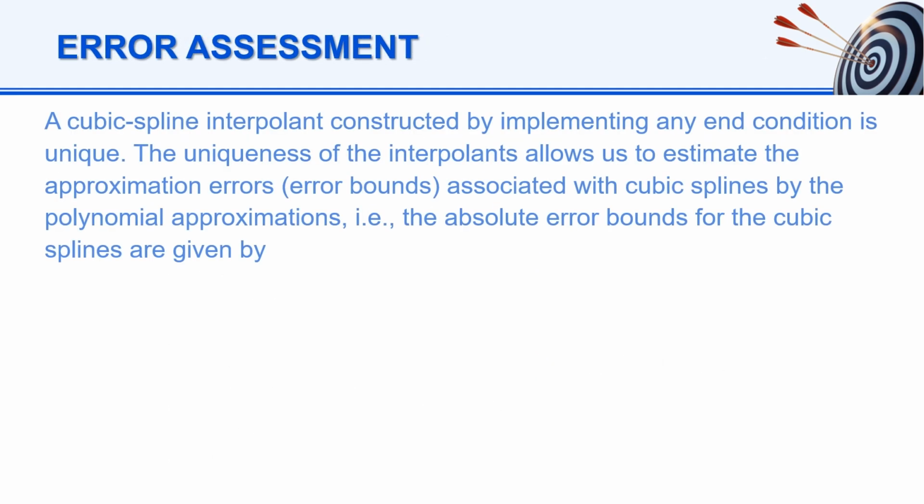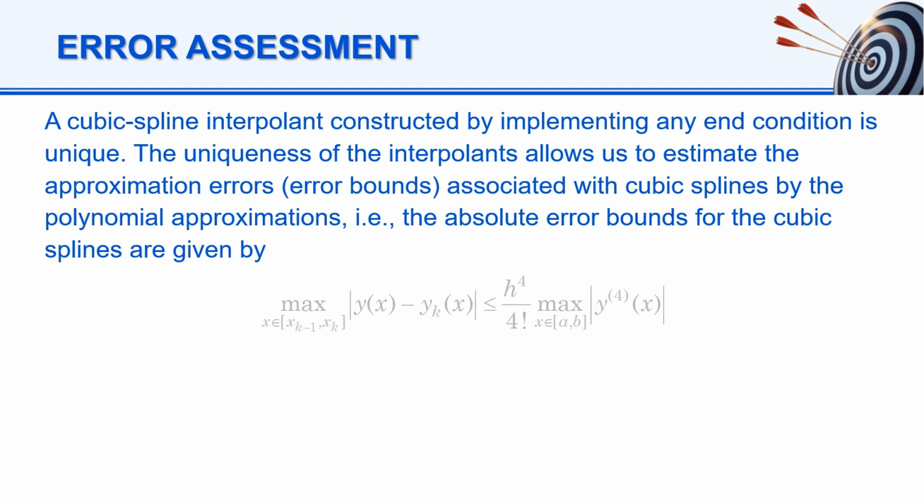A cubic spline interpolant constructed by implementing any end condition is unique. The uniqueness of the interpolants allows us to estimate the approximation errors, or error bounds, associated with cubic splines by the polynomial approximations, i.e., the absolute error bounds for the cubic splines are given by the following expression, where h is the maximum interval size.